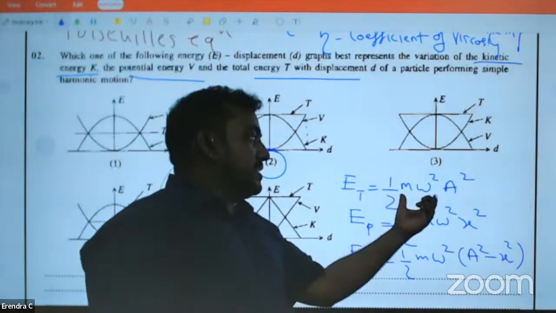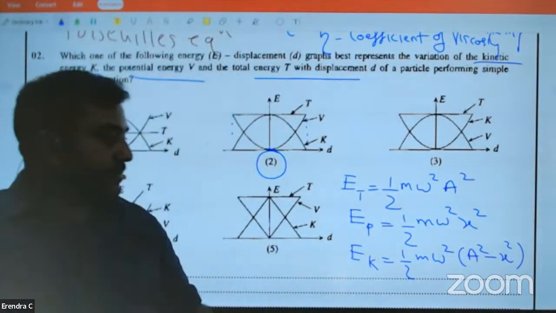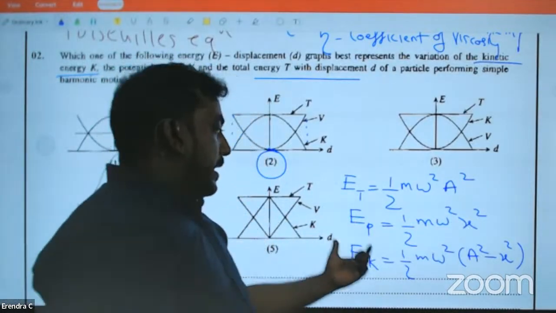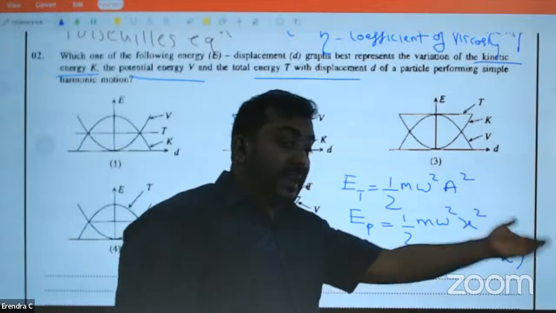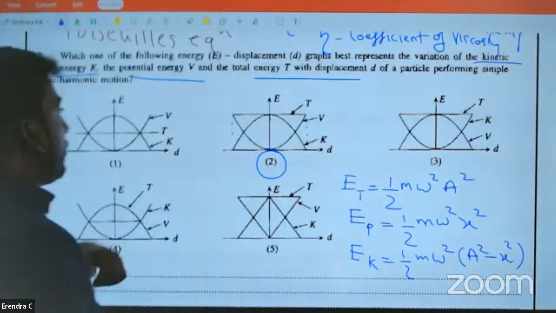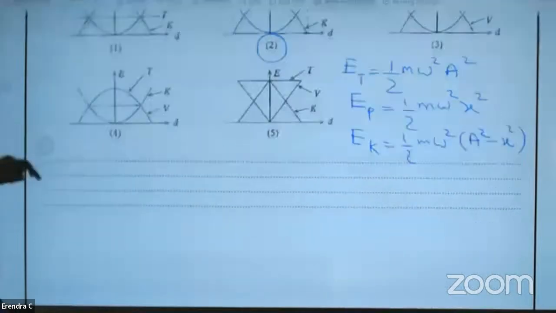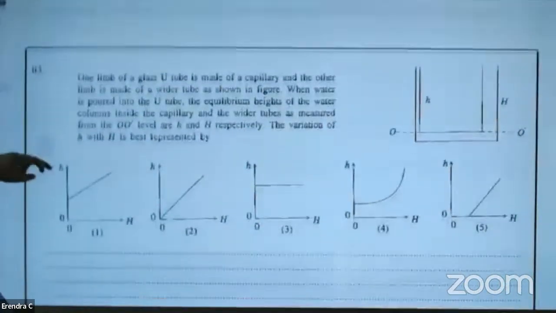So total energy is half m omega squared a squared. Potential energy is half m omega squared x squared. Kinetic energy is half m omega squared (a squared minus x squared). From there, you can easily find your answer. Okay? Right. I'm sure all of you would have got that correct.